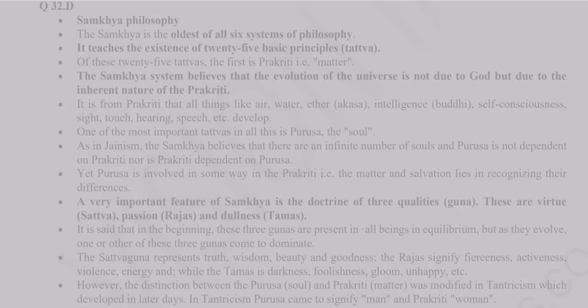Q32. D. Samkhya philosophy. The Samkhya is the oldest of all 6 systems of philosophy. It teaches the existence of 25 basic principles, tattvas. Of these 25 tattvas, the first is prakriti, i.e. matter. The Samkhya system believes that the evolution of the universe is not due to God, but due to the inherent nature of the Prakriti.